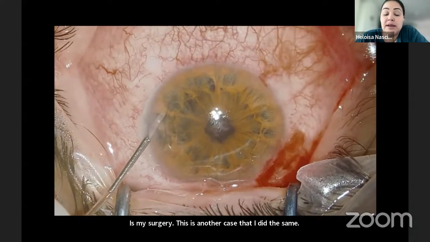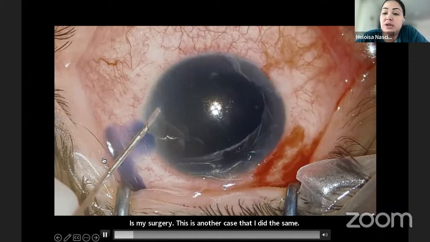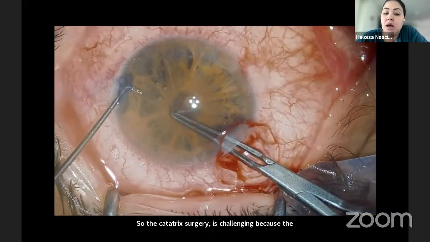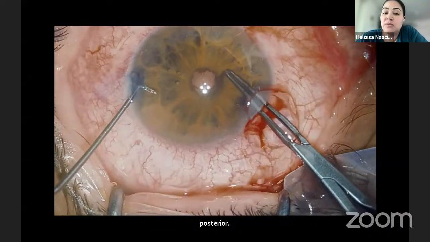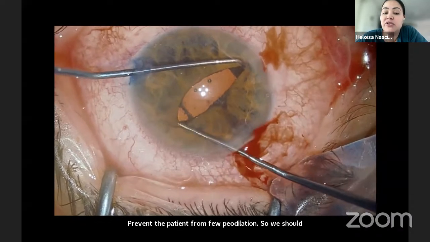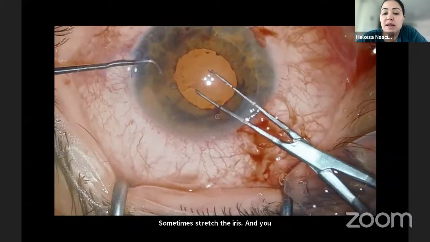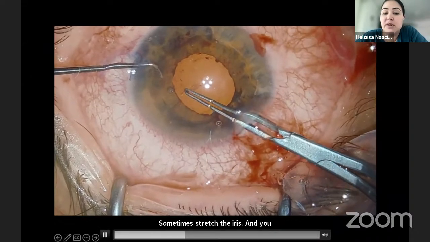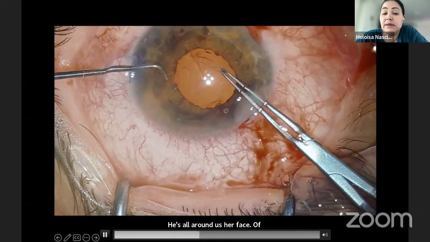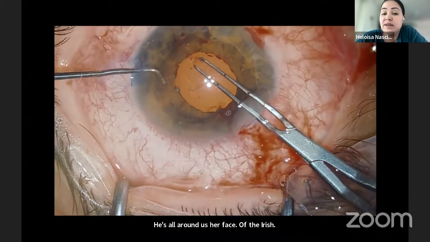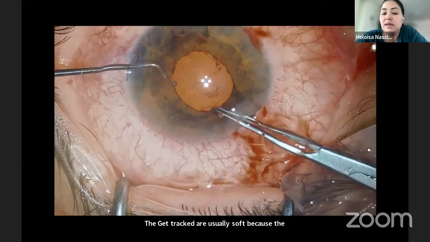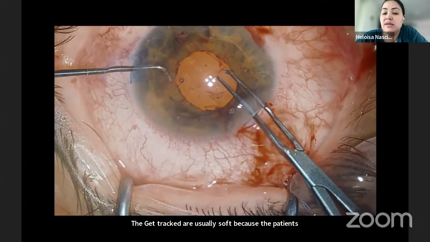So the cataract surgery in uveitis is challenging because the posterior synechia prevents the patient from pupil dilation. So we should be really careful and remove the membranes, sometimes stretch the iris, and you can see that the synechia is all around the surface of the iris. The cataracts are usually soft because the patients are young, and many times it's a posterior subcapsular cataract.